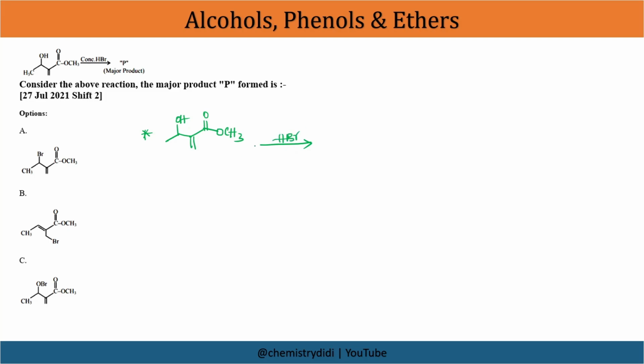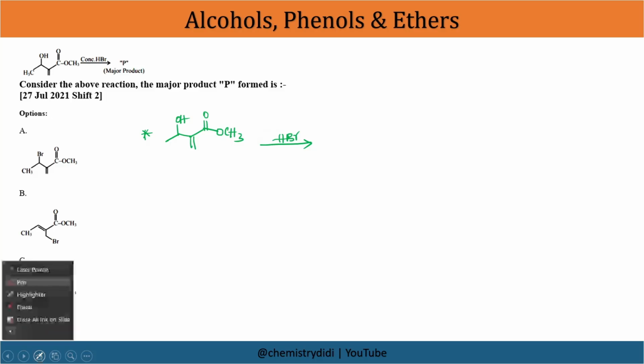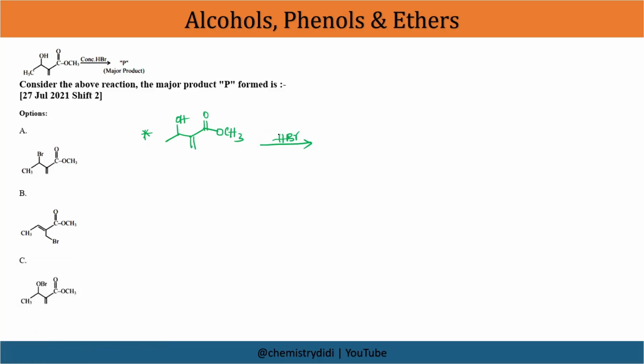What happens first? Again protonation. I'm doing protonation so many times that you would have become habituated. Whenever there is an OH and they give an acidic medium, then protonation occurs for sure. Here is the OCH3 with the double bond, and here it is OH2 positive.